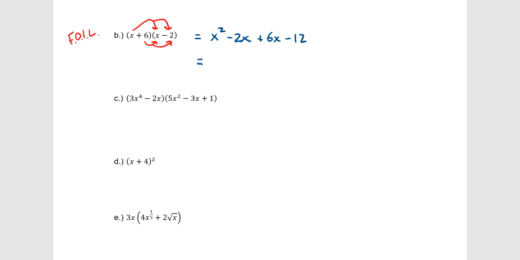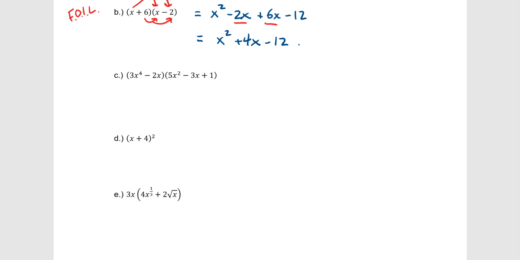Remember, like terms are terms with the same variable factors. So that's going to be negative 2x plus 6x. That's going to be x squared plus 4x minus 12. And that will be our final answer.